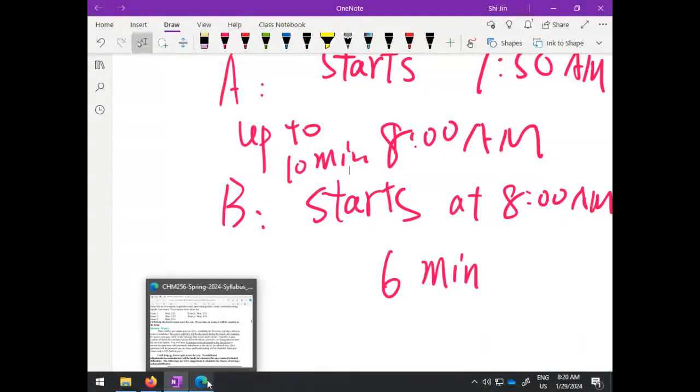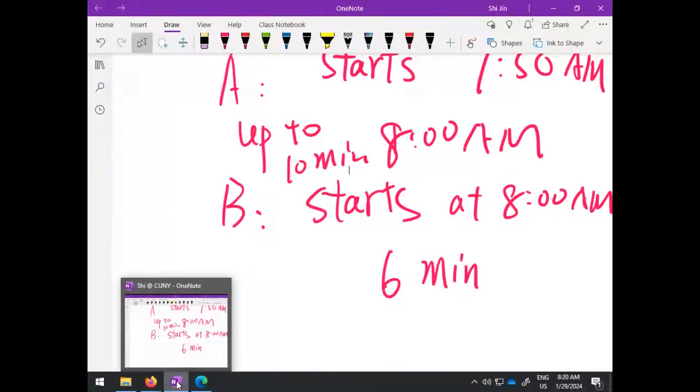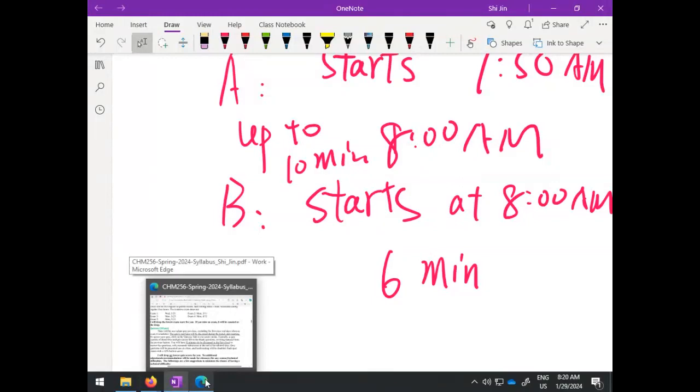Quizzes are open book, but you are supposed to work independently. You can use whatever resource you think can be helpful, just not your neighbors, not your friends, and not your mentors. Work independently. Later I'm going to update the syllabus to make it start at 7:50, and you can have up to 10 minutes to work on the quiz.